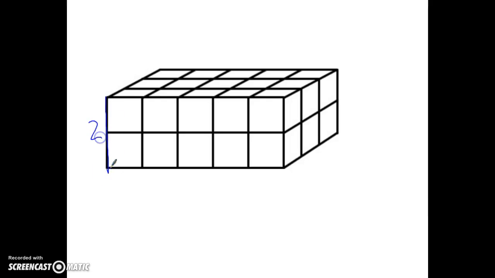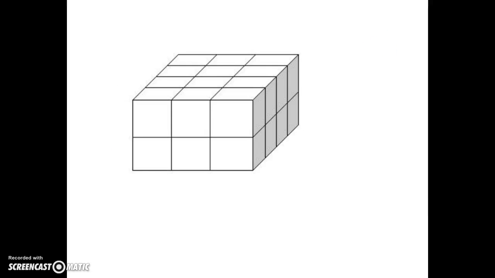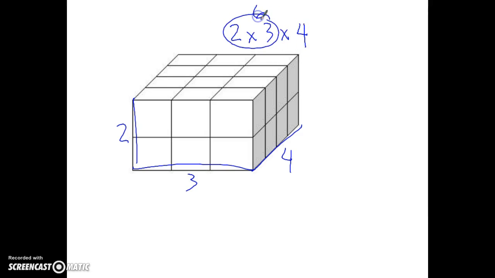Height first, 2. On the bottom to get my length, 1, 2, 3, 4, 5. On the bottom to get my width, 1, 2, 3. So I got 2 times 5 times 3. I'm going to do 2 times 5 because that's giving me a 10, and I like to use 10s. 10 times 3 gets me to 30. 30 cubic units. And last one, doing the height, it's 2. Come across the front, there's 3 and 4. So 2 times 3 times 4. If I do 2 times 3, that's 6. 6 times 4 gets me to 24 cubic units.